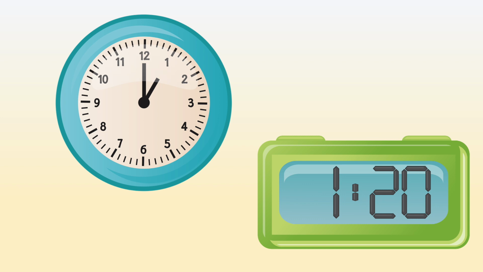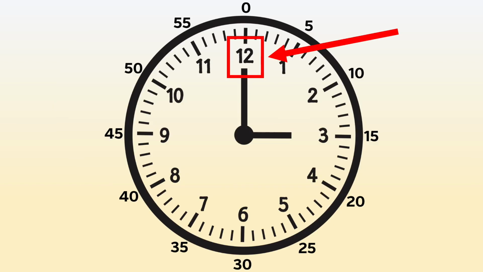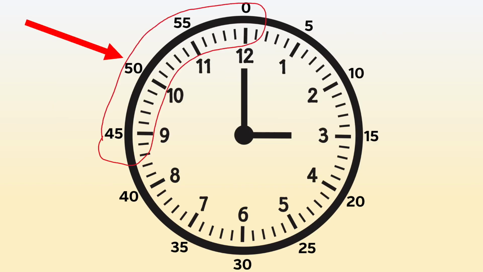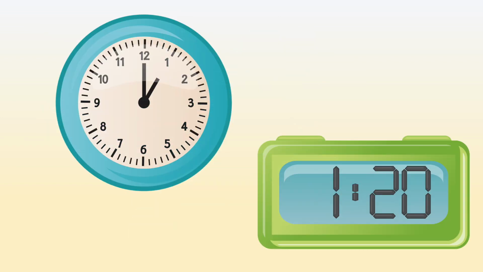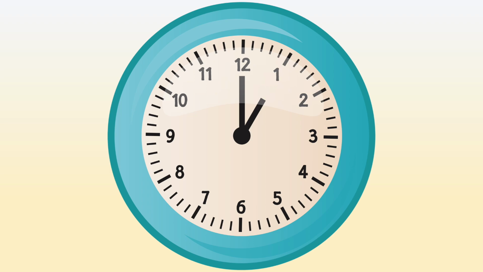The machine we use to measure time is called a clock. When we look at a clock, we're usually seeing a measurement of hours, minutes, and sometimes even seconds. Basically, there are two types of clocks that we see: digital clocks and analog clocks.